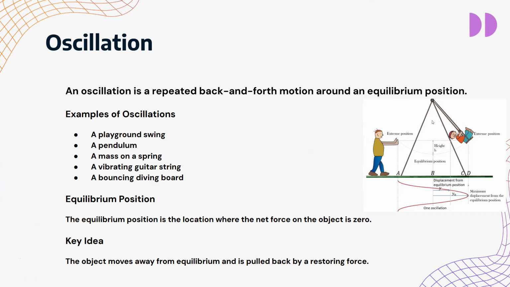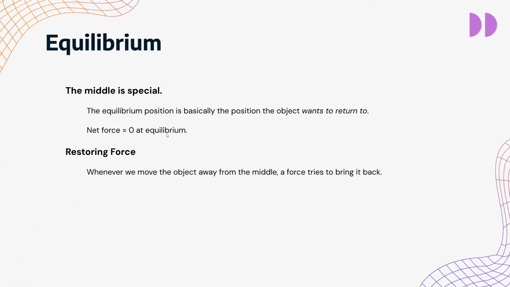In this swing here, the equilibrium position would be right here when the child is perfectly vertical. Equilibrium is where the middle is. It's special and it is the position the object wants to return to. It's when net force is equal to zero, and a restoring force is whatever force is pushing the object back towards the equilibrium whenever we move it away.